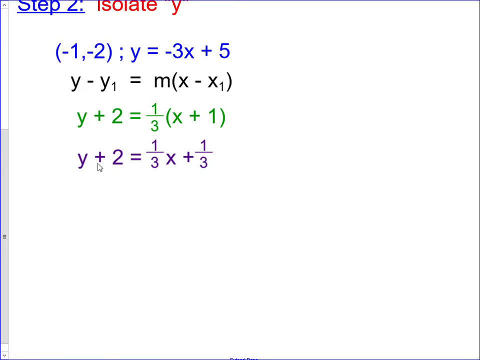Now we need to isolate y. They're adding 2, so we're going to subtract 2 from both sides. On the side with the y, it'll cancel out, and we're left with y = 1/3 x - 5/3. Okay, so let's look at it and make sure we're perpendicular to one another. This one has a slope of -3. This one has the opposite reciprocal slope of 1/3. So we have perpendicular lines, and our new line will travel through the point (-1, -2).